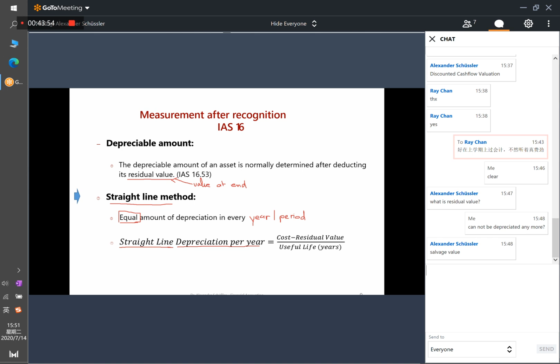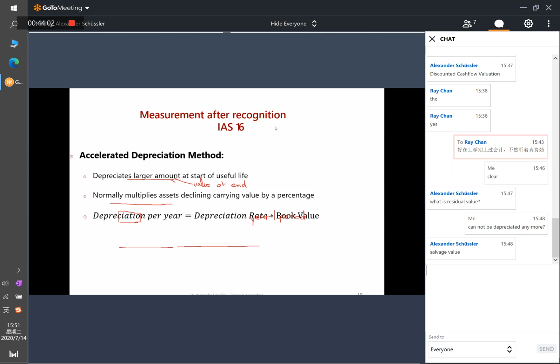So the second method is the accelerated depreciation method. The accelerated depreciation method depreciates a larger amount at the start, at the beginning. So at the start it's a higher amount. When we have this, this is the value, and this is time. The accelerated method depreciates a larger amount at the start, and then in later years it's lower.